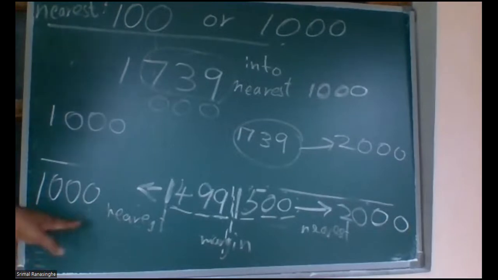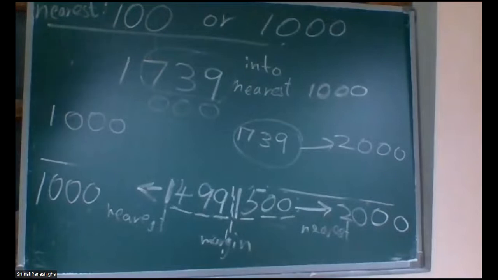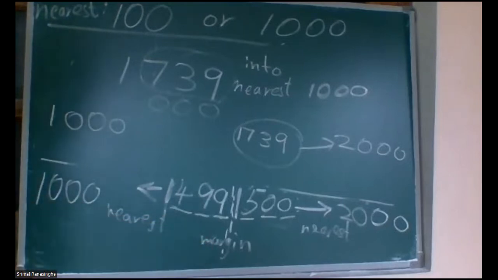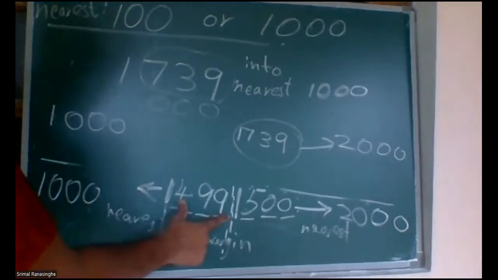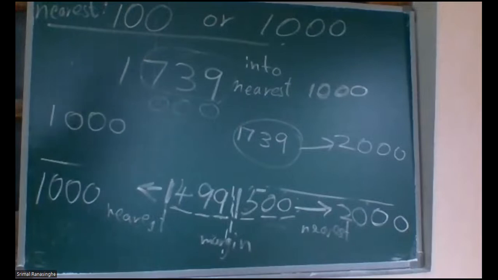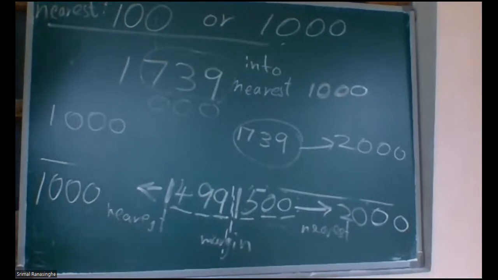Then you can write, as an example, in between 1000 and 2000, the nearest number margin is 1499 and 1500.